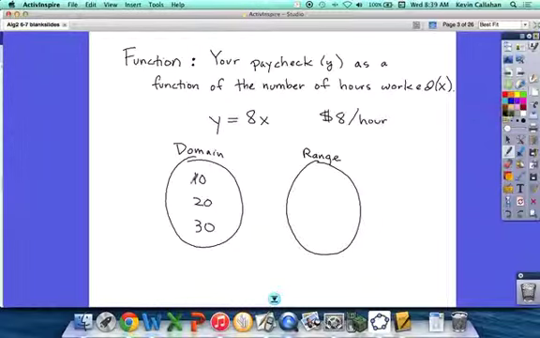If I worked 10 hours, I'm pulling 10 out of the domain of this function, how much money would I have made? $80, right? So 10 maps to 80. What if I work 20 hours? 20 times 8, 160. What if I work 30 hours? 30 times 8, 240. So that's a function. You tell me how many hours you work, I'll tell you how much your paycheck was.